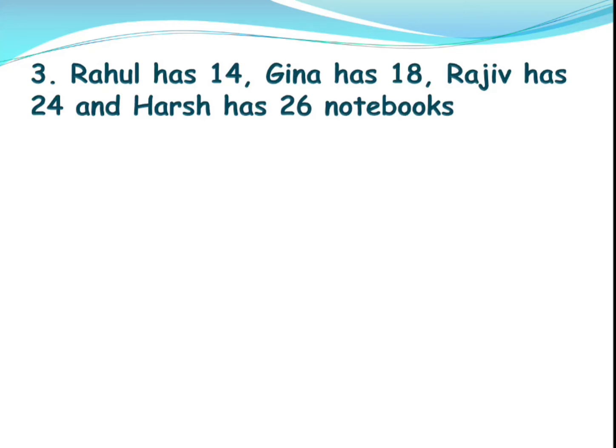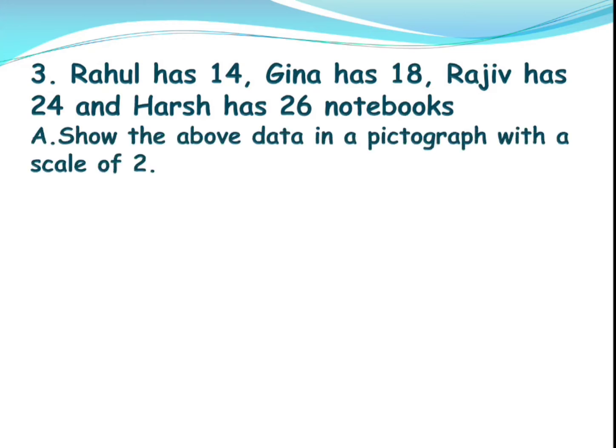In this question, they have given that the data should be shown in a pictograph with the scale 2. That means each book should be equal to 2. In the previous question, each apple was equal to 10 apples. One apple is equal to 10 apples, isn't it? So there the scale is 10. But here the scale is 2. That means each notebook is equal to 2 notebooks.